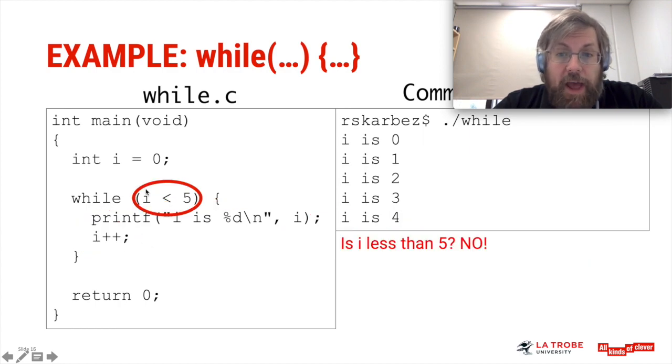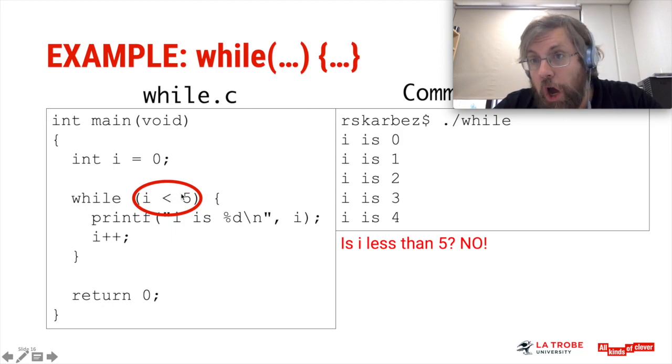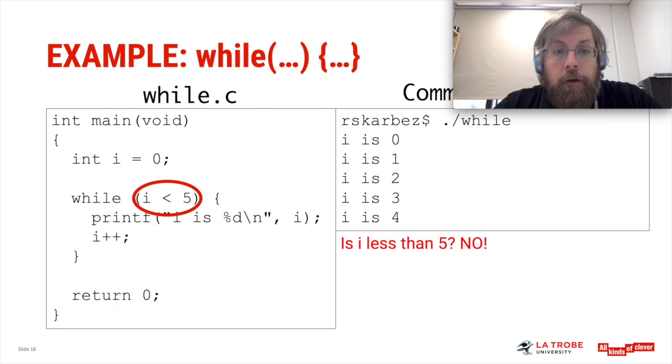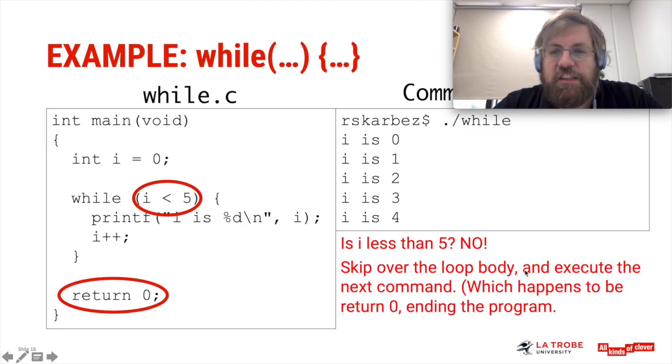So we come back. Is i less than 5? Is 5 less than 5? No. That's false. So now we skip the statements block. Execute the next command, which happens to be return 0, and ends the program. Okay? That's why we get i is 0, i is 1, i is 2, i is 3, i is 4, and we don't get i is 5.